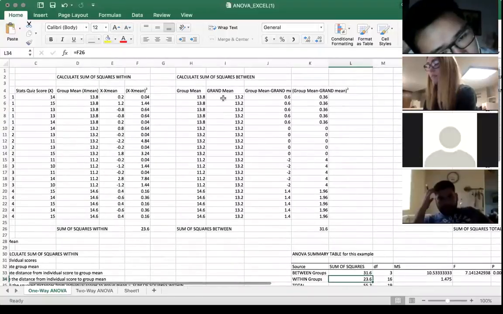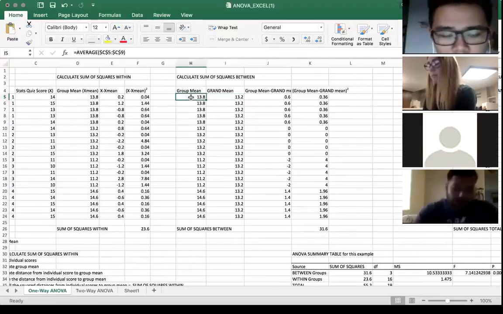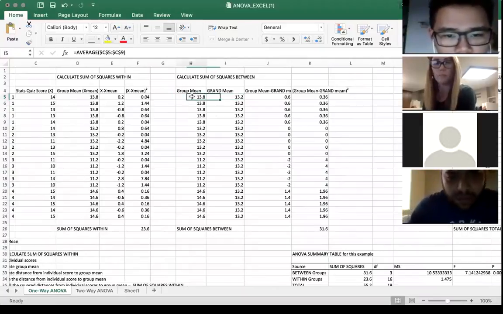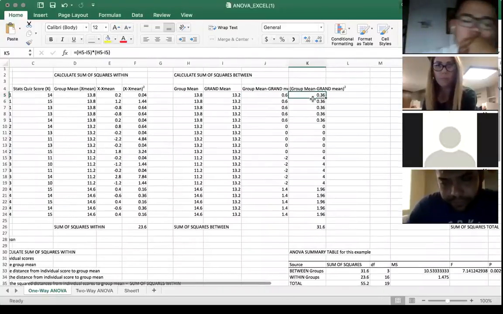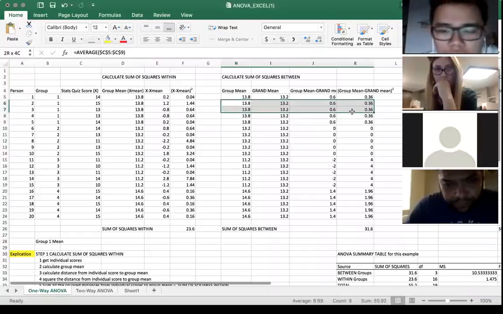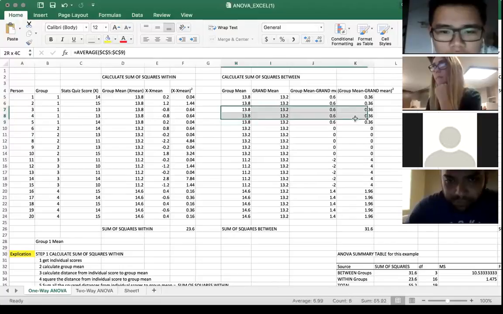So now we go from the grand mean, that's the overall average, and we look at how far away each group is from this grand mean. So 13.8 minus 13.2 is 0.6, squared is 0.36. And for each of these group members, we get the same value. Person 2 is in group 1, so group 1 had the average of 13.8. The grand mean still is 13.2. The difference is 0.6, and the squared is 0.36. So we did this for each one of group 1.